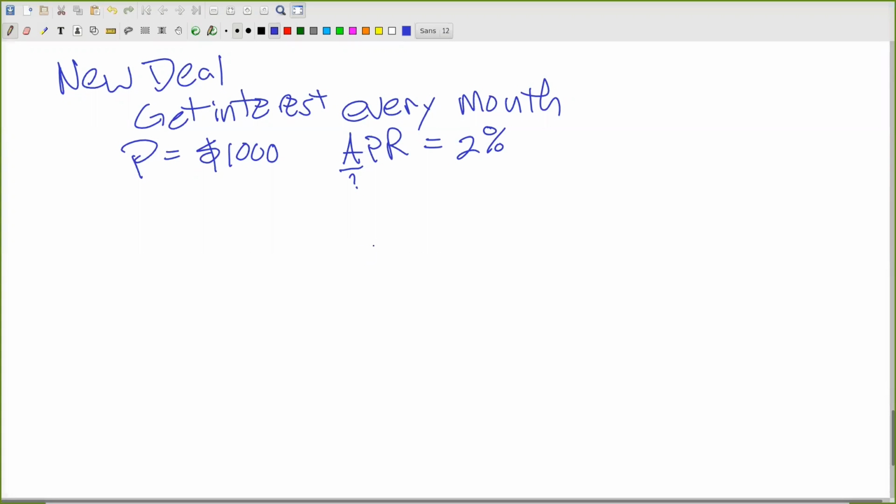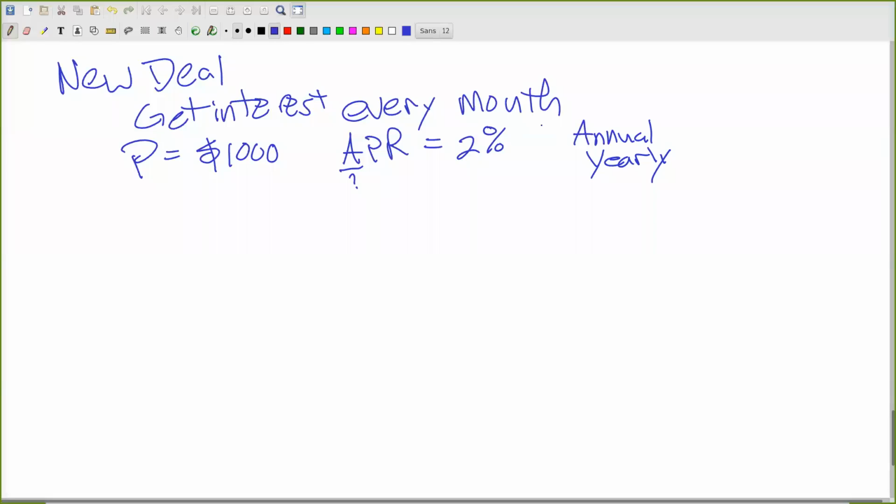Future amount? No, not in this case. A all by itself would be the future amount. Annual, yeah. In this case, A is annual. This is the yearly interest rate, okay? The A stands for annual. That means yearly. So at the end of each year, I get 2%. Now, I want to get interest each month.